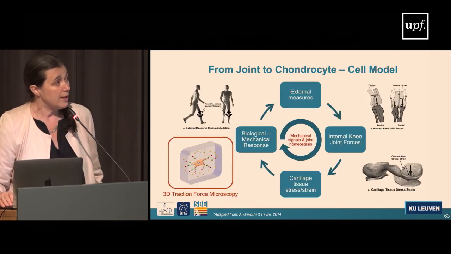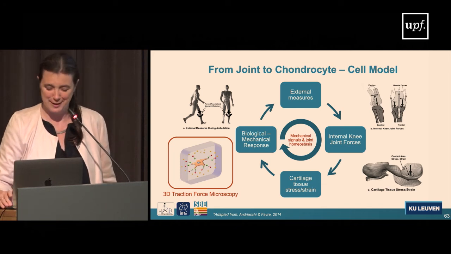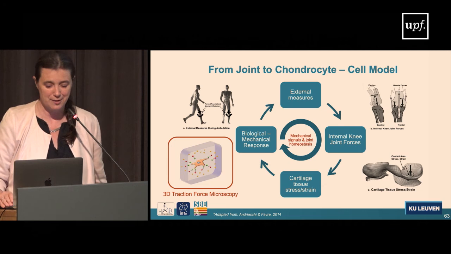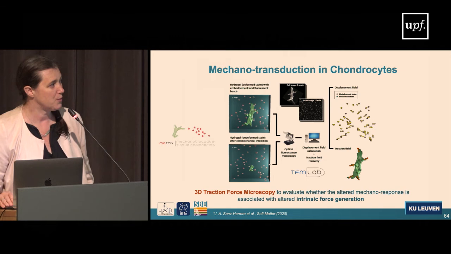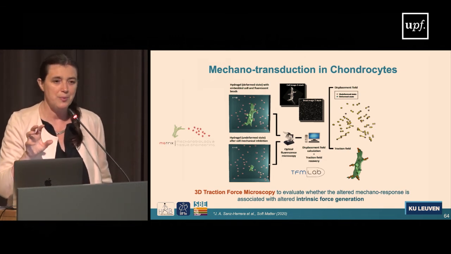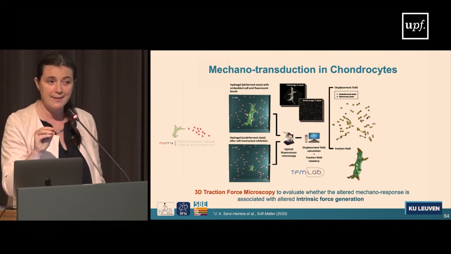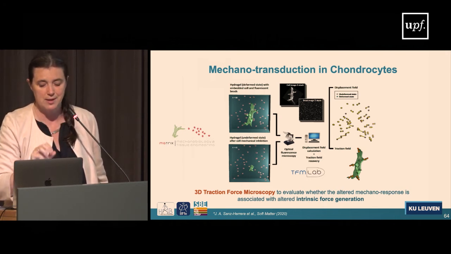Why do we want to look at that? Well, we have discovered a new toy, and that's the last thing I'm going to present. We want to look at mechanics at a cellular level. So no more rats, let's go cell. We are using at the moment traction force microscopy, because traction force microscopy allows you to look at the force between the cell and the surrounding area, so the extracellular matrix.